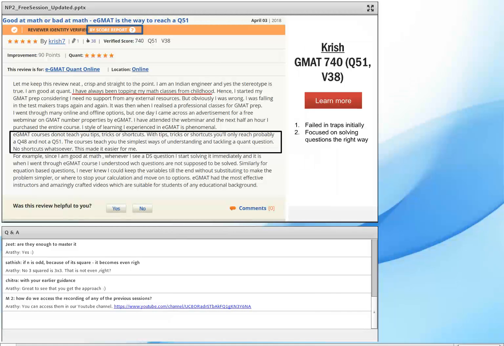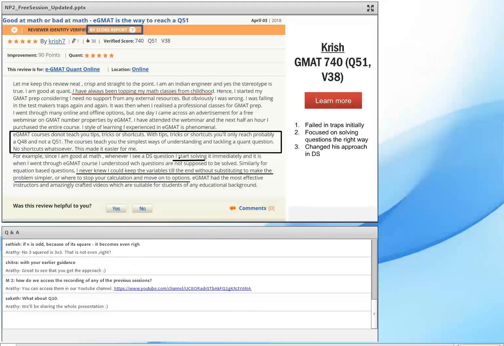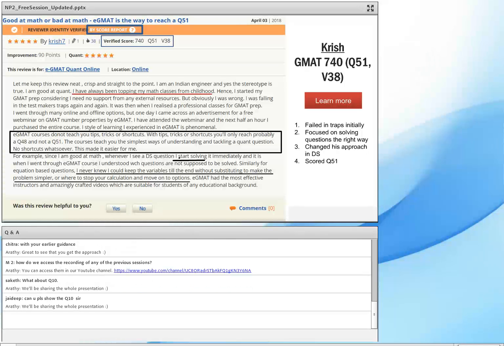And one of the big problems for him was data sufficiency over here. He said, since I was good at math, whenever I see a DS question, I start solving it. And a lot of us have that urge of doing that because that's how we've been solving math. I don't want you to do it. Okay, and once he started not solving it, once he started using the right approach, he was able to improve to a Q50 when he actually scored a Q51 on the real test. Okay.